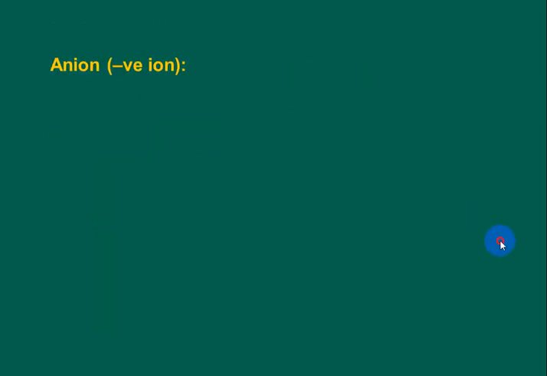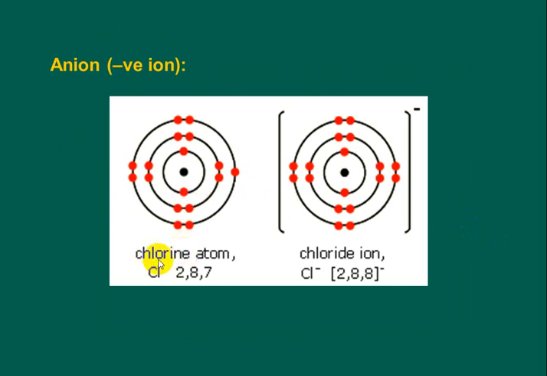Anion, or negative ion. As you can see here in the chlorine atom, Cl, the atomic number of chlorine is 17: 2 electrons in the first energy level, 8 electrons in the second energy level, and 7 electrons in the outermost energy level, which is the third one, 2, 8, 7. The chlorine atom needs 1 electron to complete its outermost energy level to become 8. So it gains 1 electron and becomes a negative ion, 2, 8, 8, and the charge is negative. So when an atom loses an electron, it becomes a positive ion, and when it gains an electron, it becomes a negative ion.